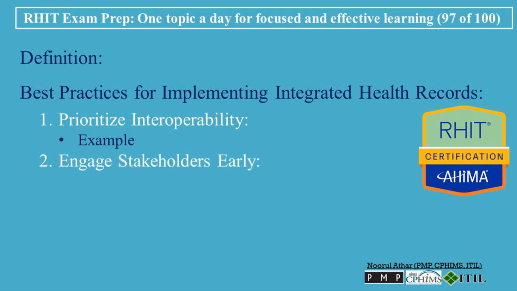2. Engage stakeholders early. Successful implementation of integrated health records requires the engagement of key stakeholders, including healthcare providers, IT staff, and patients. Involving them early in the planning process helps address concerns, gather feedback, and ensure that the system meets the needs of all users.